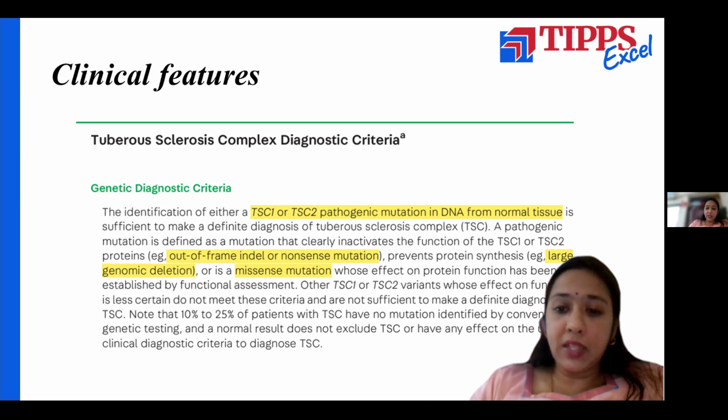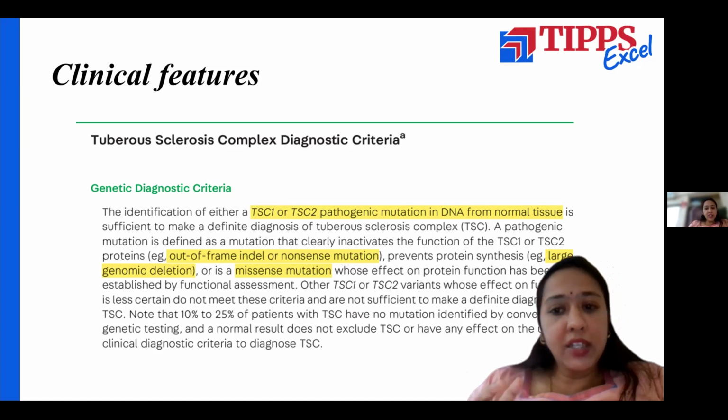Either one can be there, and ultimately all these mutations result in the loss of function of the protein that tuberous sclerosis codes for, and ultimately it leads to excessive cellular proliferation.